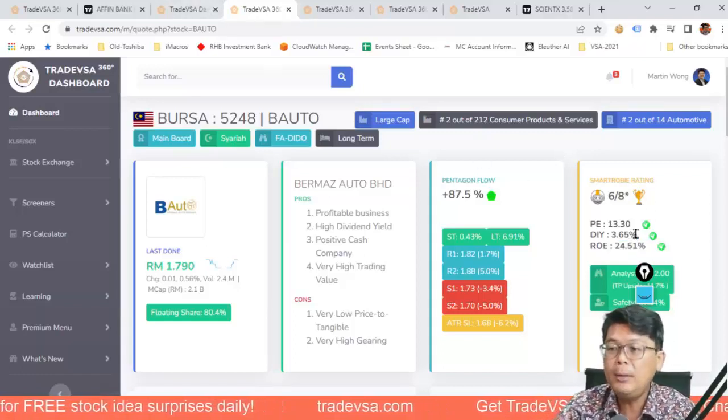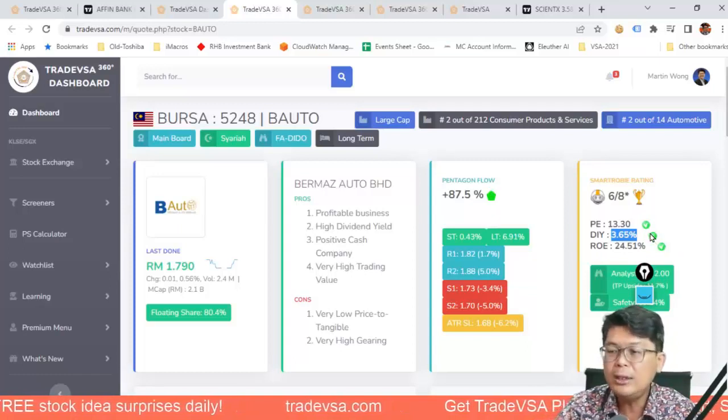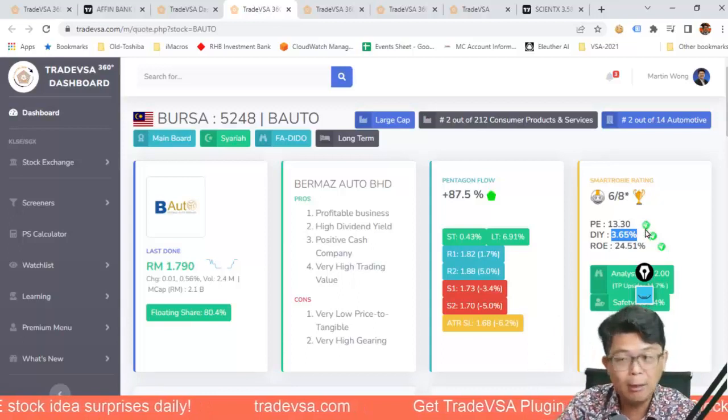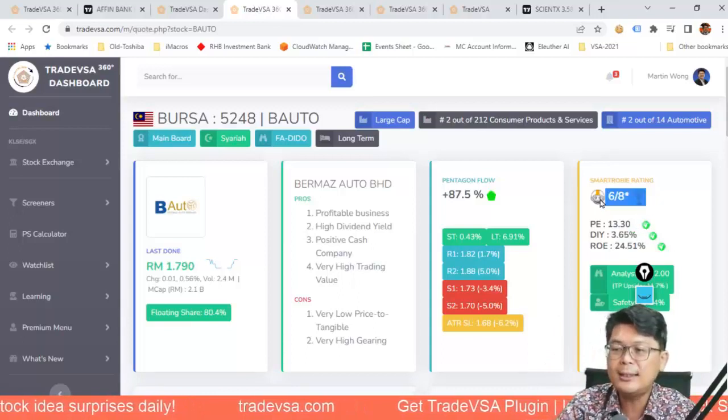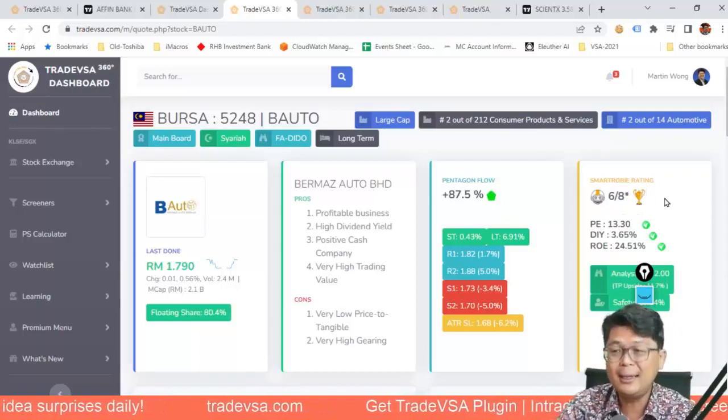All right, so all these stocks, and guess what? B Auto has 3 ticks here, and each of these ticks means it is recommended. Okay, very good, means you get our point now. All 3, that's why you got 6 out of 8. It is one of the highest ratings in here, but then again, not many people are excited, right?